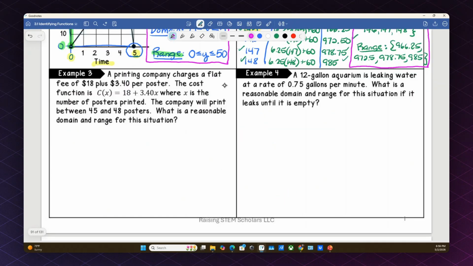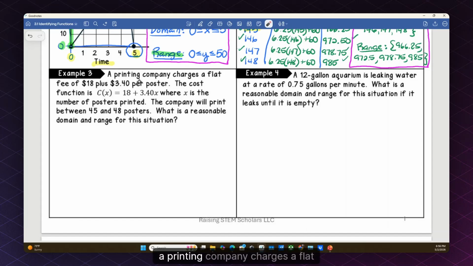All right, let's look at this one. We have a printing company that charges a flat fee of $18 plus $3.40 per poster. The cost function is this. Oh, yay, they gave it to us, so we didn't even have to figure it out this time. That's awesome. Where x is the number of posters printed, and the company will print between 45 and 48 posters, what is a reasonable domain and range?